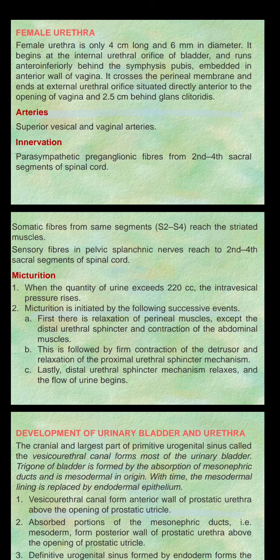If you see the cross section of the female urethra, it is of different shapes. The female urethra is crescentic, that is semilunar in shape, in the upper part, stellate, that is star-shaped, in the middle part, and transverse in the lower part. The external urethral orifice is a sagittal slit with two lips.